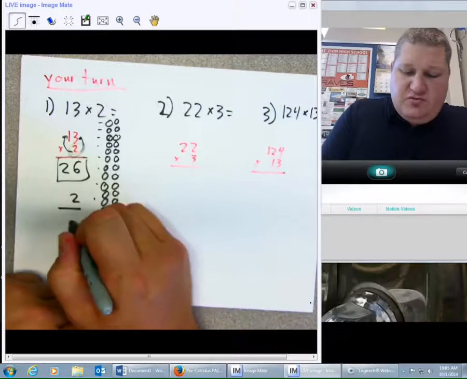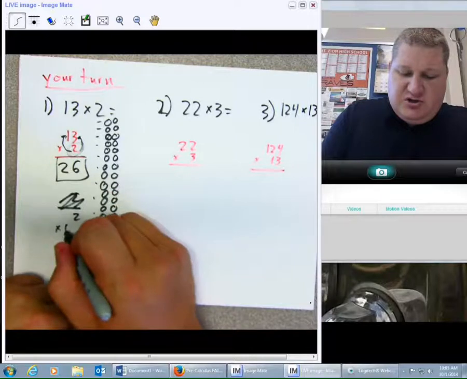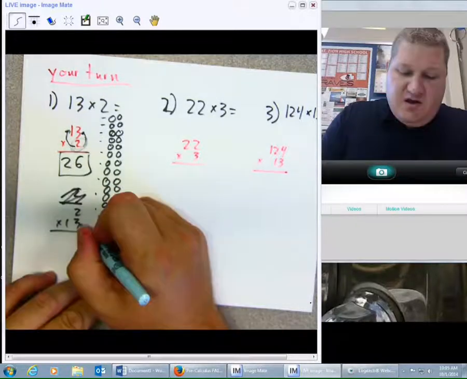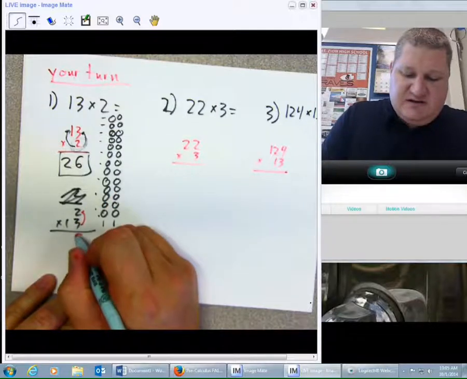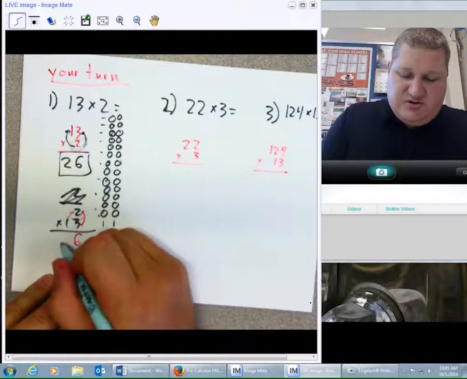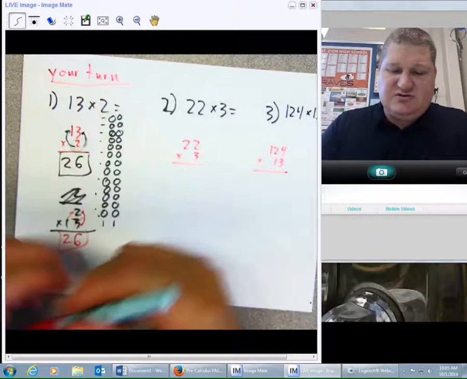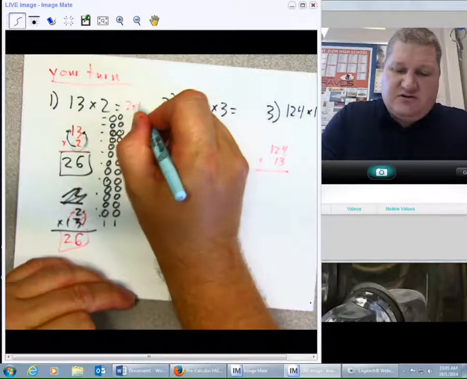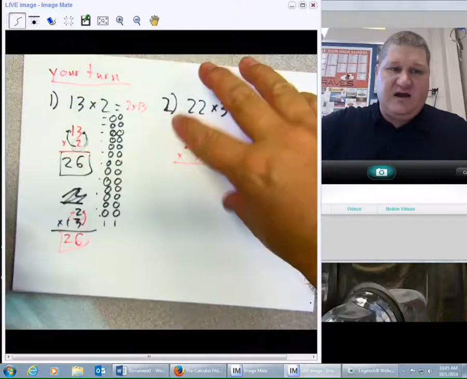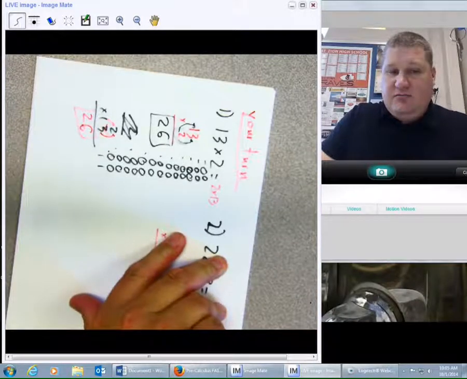2 times 13, I could do it the same way. Instead of 13 times 2, I have 2 times 13. 3 times 2 is 6. Well, I have nothing else to go, so I'm done. 1 times 2 is 2, and it's 26. So whether it's 13 times 2 or 2 times 13, that is commutative. It works the same way either way, both algebraically, or numerically I suppose, and graphically.